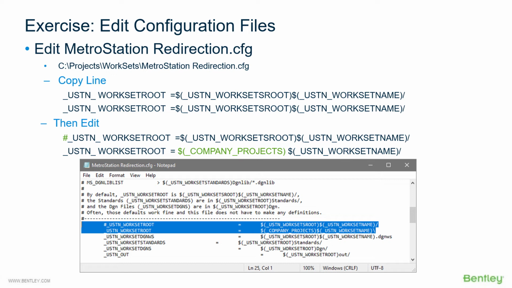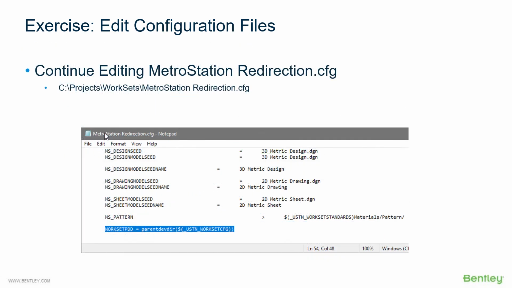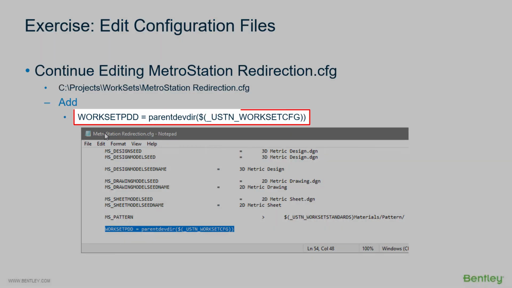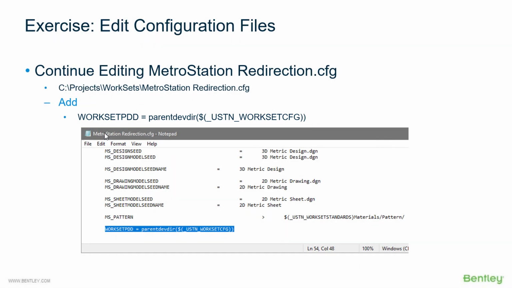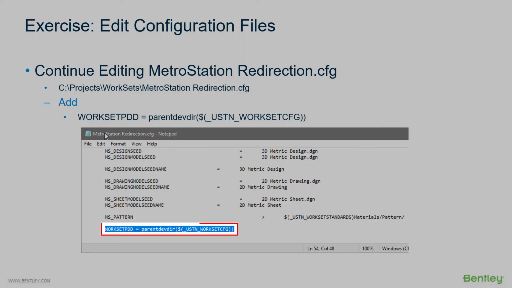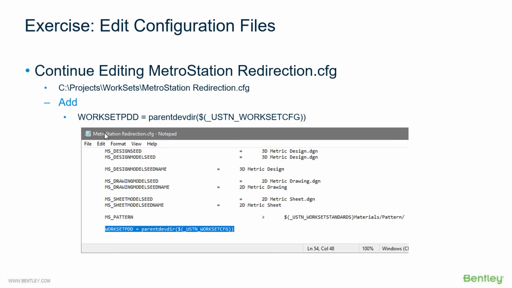The next thing you need to do is change the next line such that it has the company projects variable in place of the WorkSets root variable. This should look as it's shown in the image below. So don't save it yet. We have one more step to do in this file. We want to add a variable operator at the bottom of this file. We'll add WorkSet PDD equals parent dev.dir USTN WorkSet config. This should look similar to what you see on this image. Save and close this file.